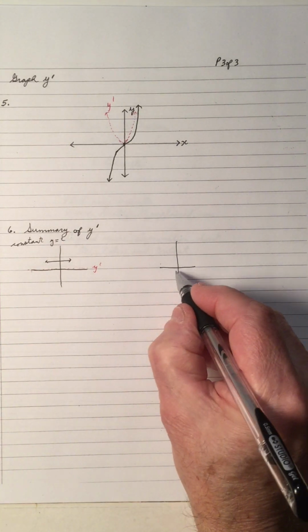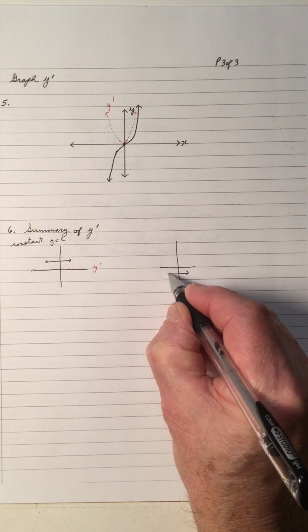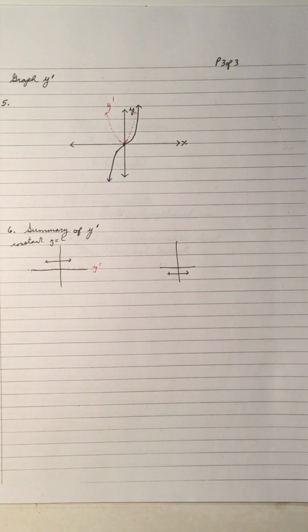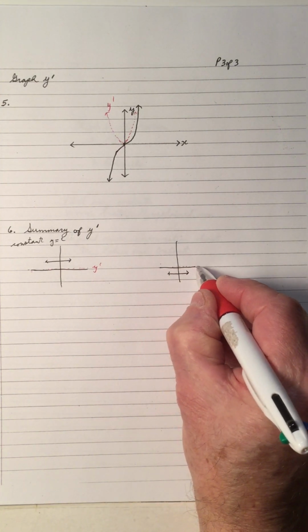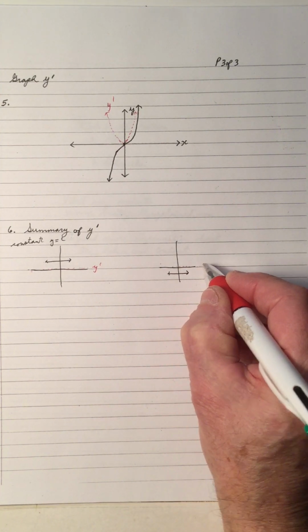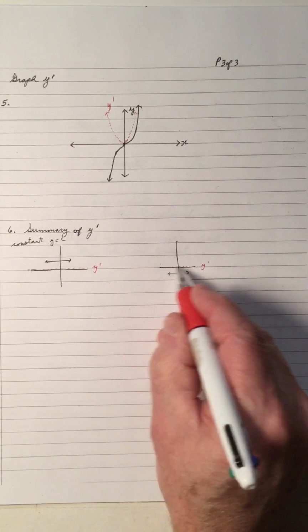Or what about if we have a constant that's a negative, like this? This is y equals negative 2. The derivative of a constant slope is 0. So the slope is 0. There it is. That's y prime, 0.